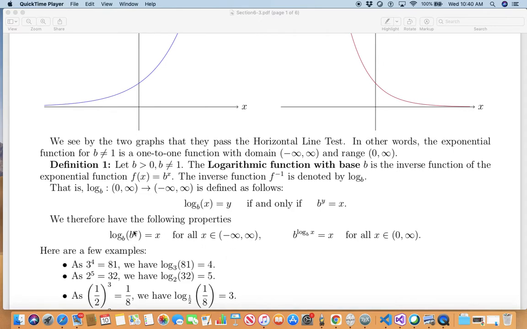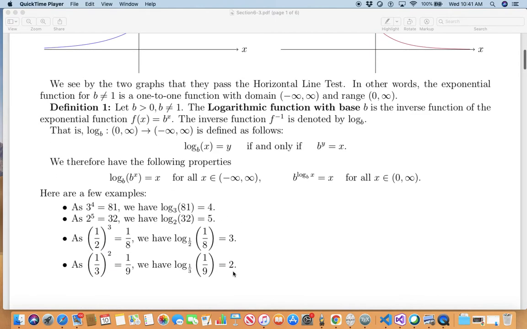Now, this happens for every x in the real number line because the exponential is defined for every x. On the flip side, b to the log base b of x is x. This is also the inverse function. So first log and then exponential gives x. Now, log base b is defined for only positive numbers, so x has to be in the set of positive numbers.